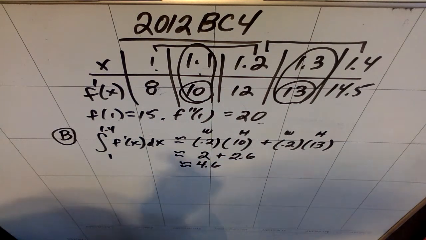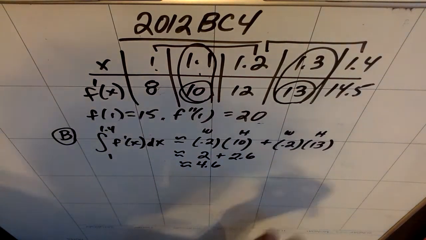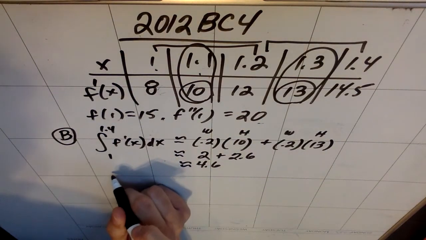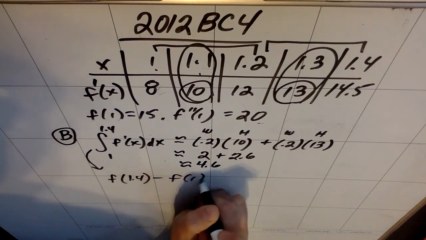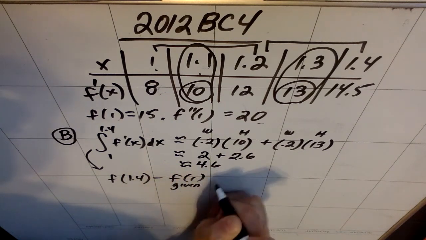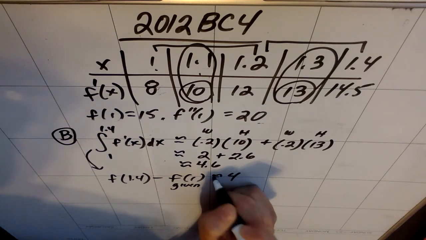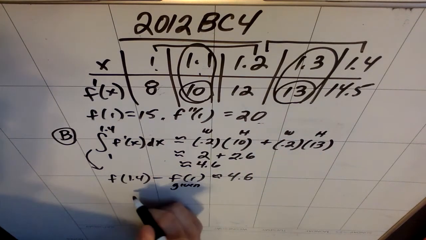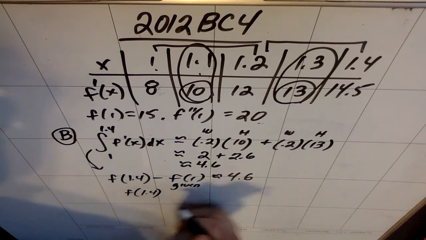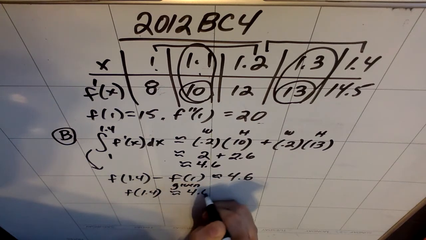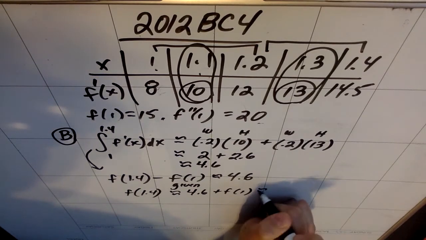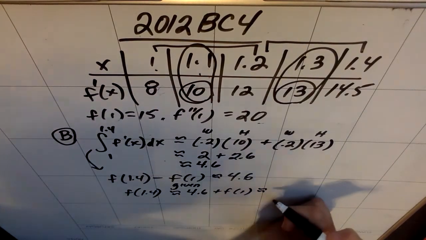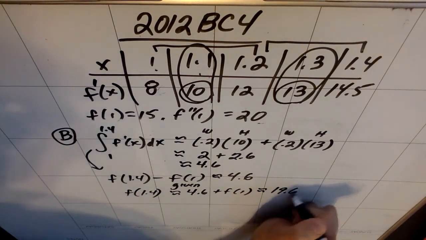Cool. Now, the next thing we were asked to do was approximate the value of f of 1.4. Well, we know that this integral, using the first fundamental theorem of calculus, should be f of 1.4 minus f of 1. This is a quantity that was given, right? And we were just told that it is approximately 4.6, based on our own work. So f of 1.4 should be approximately 4.6 plus whatever f of 1 was. We were given f of 1, so that means it should be approximately 4.6 plus 15, which would be 19.6.